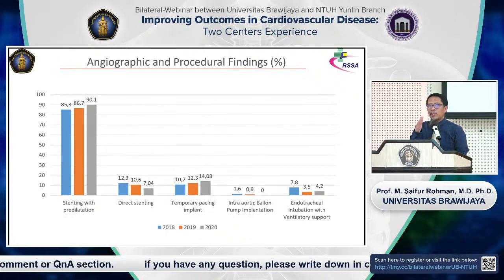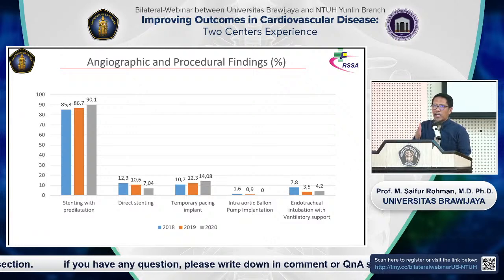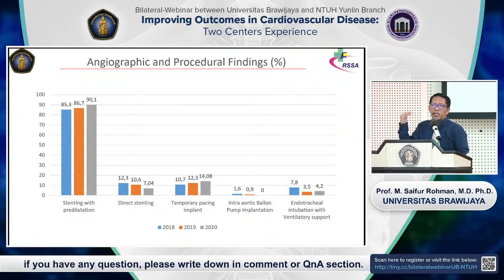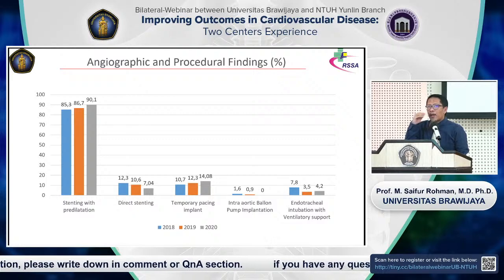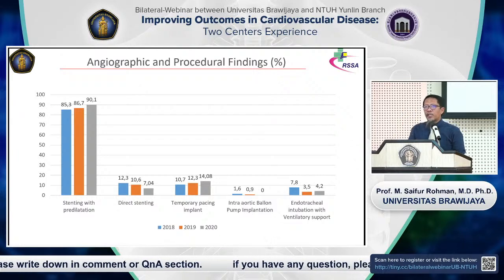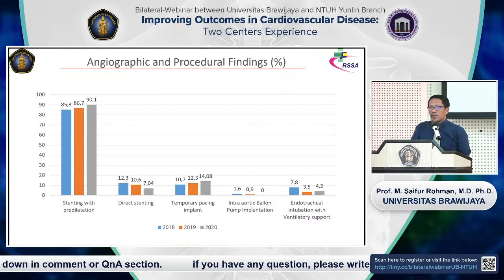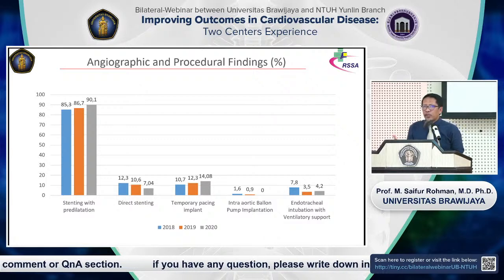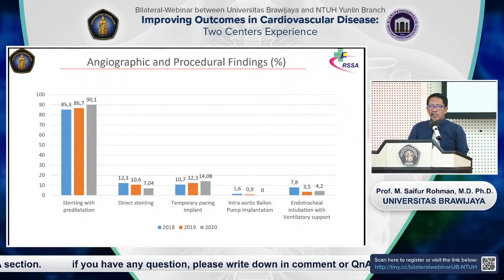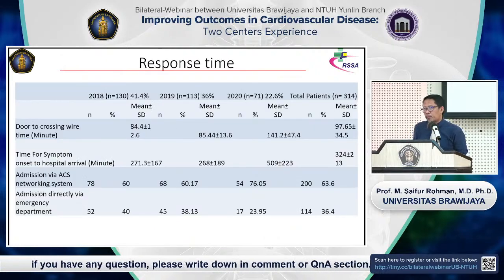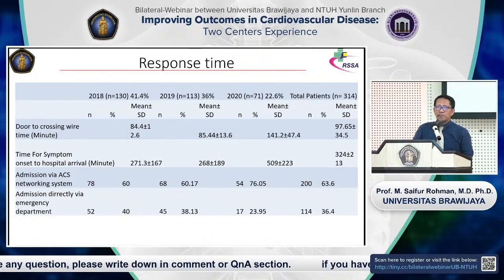This is the proportion of stenting with predilatation, and sometimes we also perform procedures during critical situations, such as when we should intubate because of respiratory failure. Sometimes we use the IABP to support the hemodynamics, and of course sometimes we put in pacing because of rhythm block.